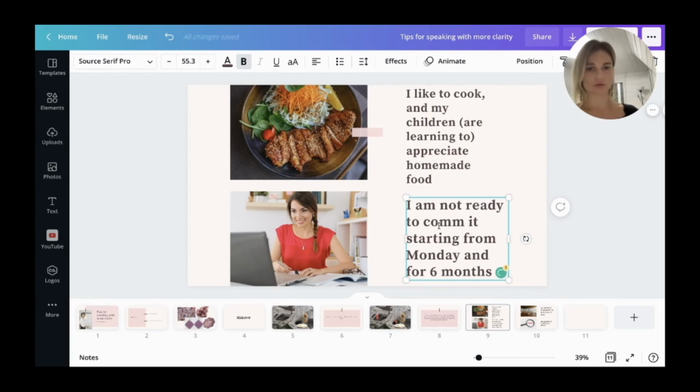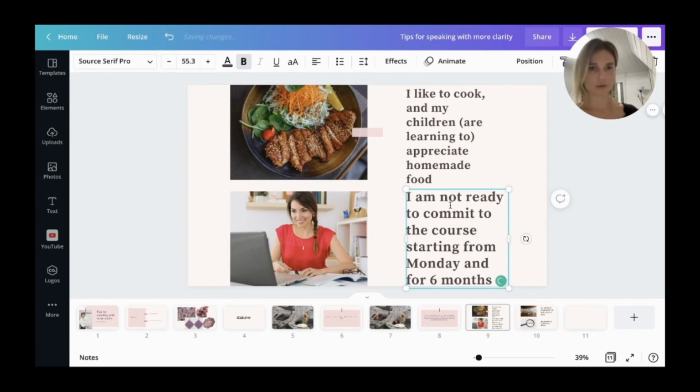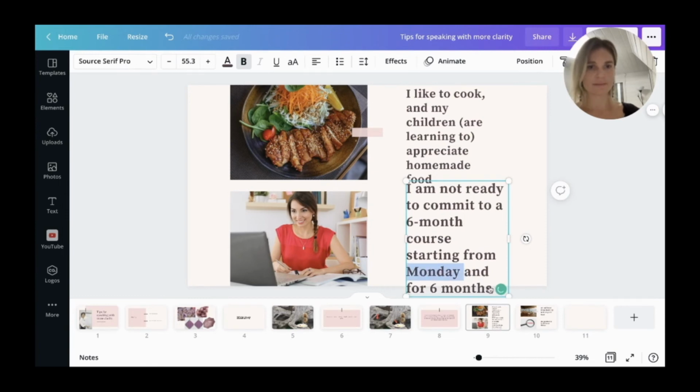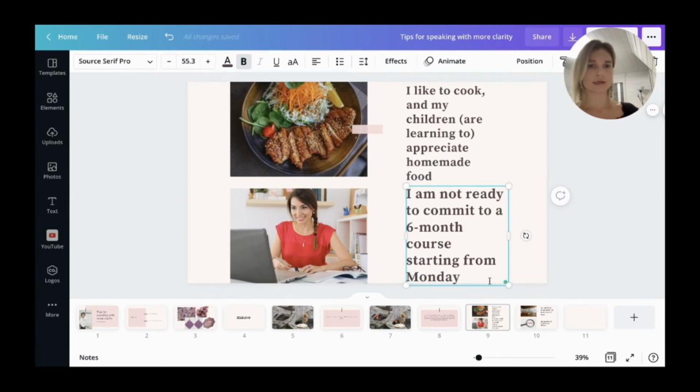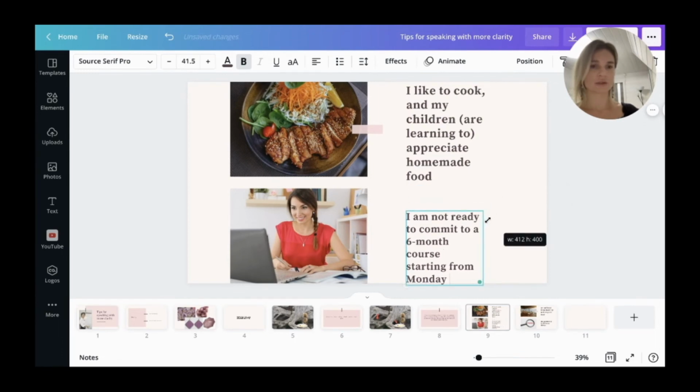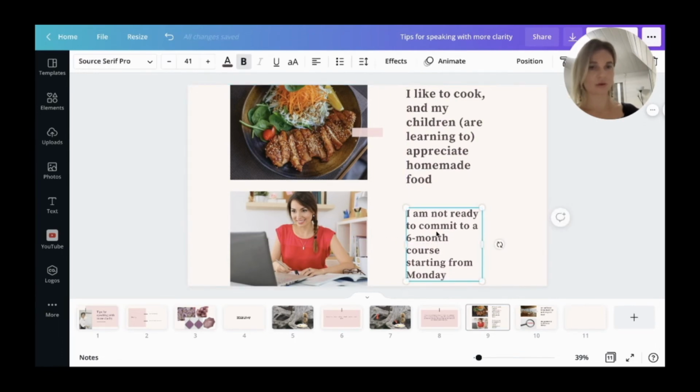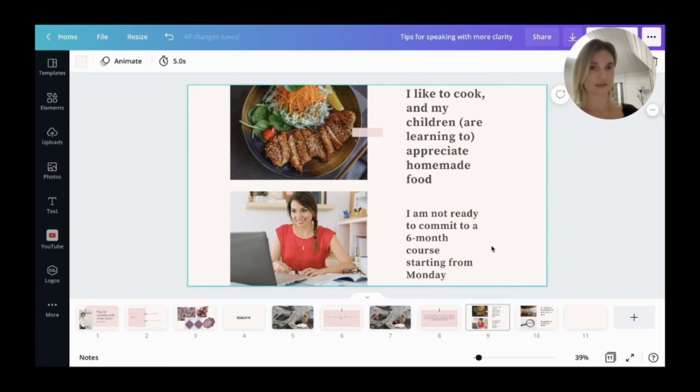Instead of do, we can say commit. I'm not ready to commit to eat. Again, what is eat? The person meant course, and we can say I'm not ready to commit to the course starting from Monday. Again, for 6 months, maybe I'm not ready to commit to a 6-month course, right? And we'll remove that. I'm not ready to commit to a 6-month course starting from Monday. You see, we replaced do with a more precise word, commit. And the situation is now so much clearer.